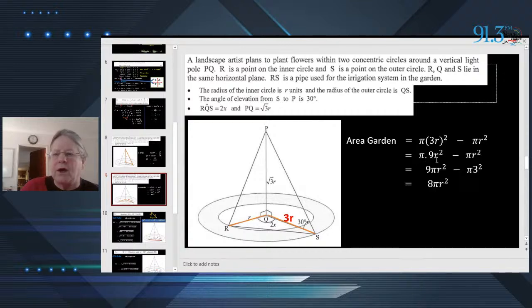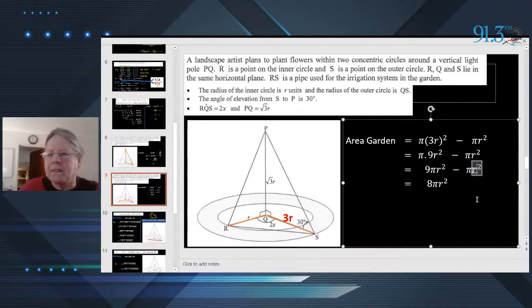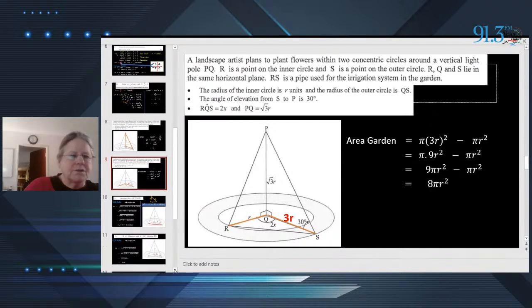So pi times 9r squared, remember that 2 goes with the 3, so that's how we get the 9, minus pi r squared. This is ugly. We always write the number in front. So this is 9 pi r squared minus pi r squared. So we see we've got 9 apples minus 1 apple. This is the same, so it gives you 8 pi r squared. Because you can't do this in a calculator because we don't know r. So our answer is 8 pi r squared. So that was pretty easy.